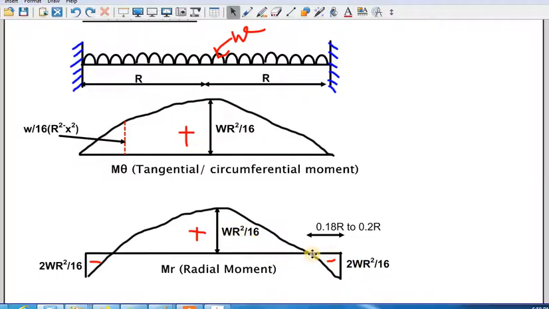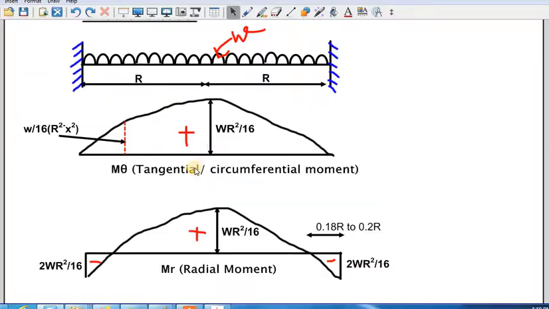Normally this point is called the point of contraflexure. At the end you can take around 0.18 r to 0.2 r, so normally we can take 0.2 r. R is the radius, this distance is the radius. So we can take that value as the point of contraflexure. Because of this negative moment, we need to provide reinforcement at the support top.